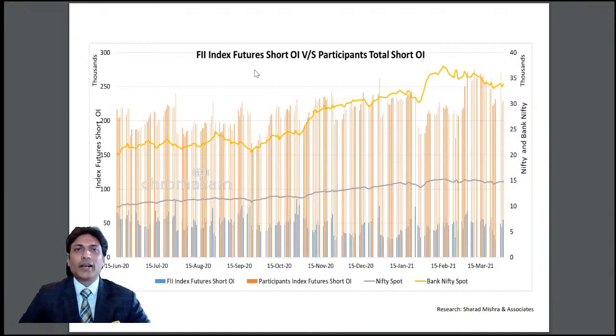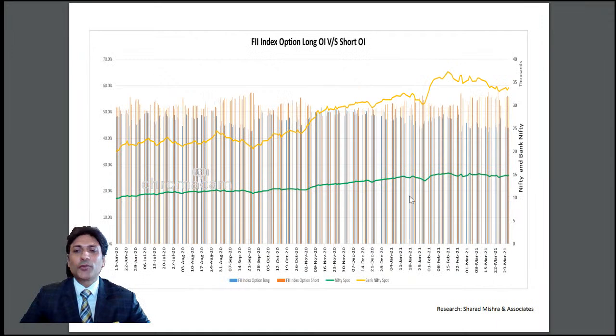We looked at the FII index futures short Y versus participants total short Y. We have seen it increasing after January for all the market participants. However, it was stagnant for the FII. We analyzed the FII index options long Y versus short Y. We have seen clearly that short Y was increasing after January and long Y was decreasing.